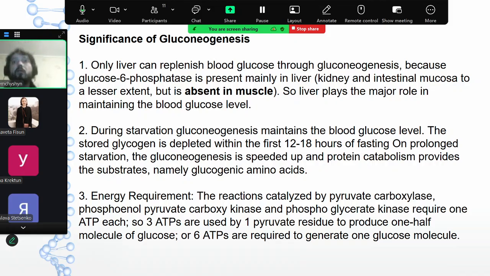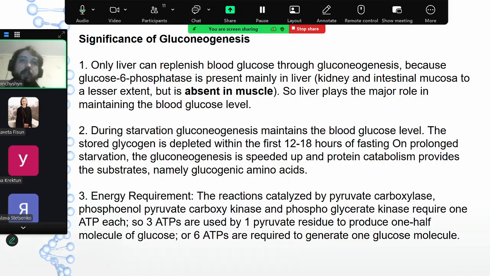During starvation, gluconeogenesis maintains the blood glucose level. If that level falls too drastically, we'll basically go unconscious almost immediately. The stored glycogen: the liver stores glucose in the form of glycogen. Well, there are some different forms. You can synthesize fat, and so on, but glycogen as well. It will be depleted within the first 12 to 18 hours of fasting.